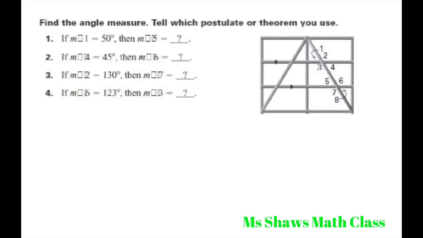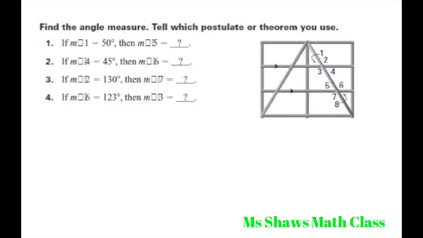Hi everyone, we're going to find the angle measure. You see these little boxes, that means the measure of angle 1. So let's look at this, measure of angle 1. Just think of that as angle 1. It was hard to put in. So that's measure of angle 1. If that measure is 50, then what's the measure of angle 5?